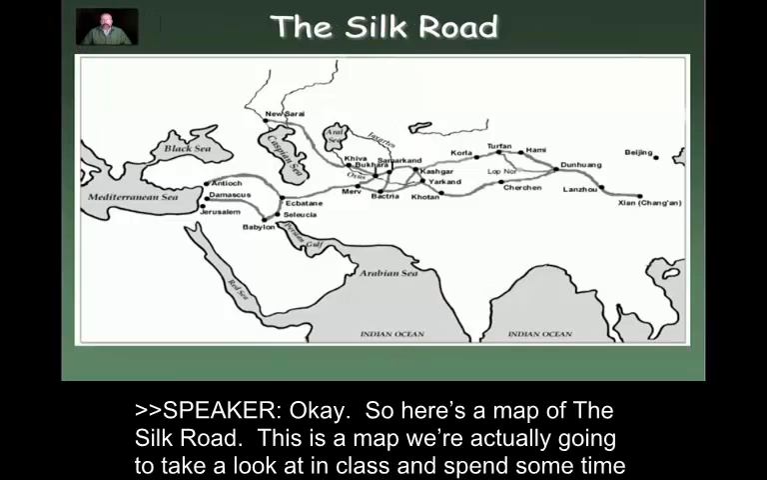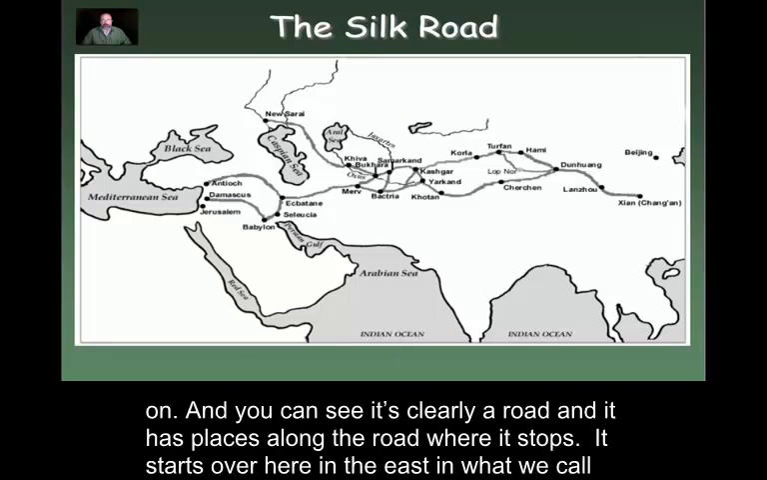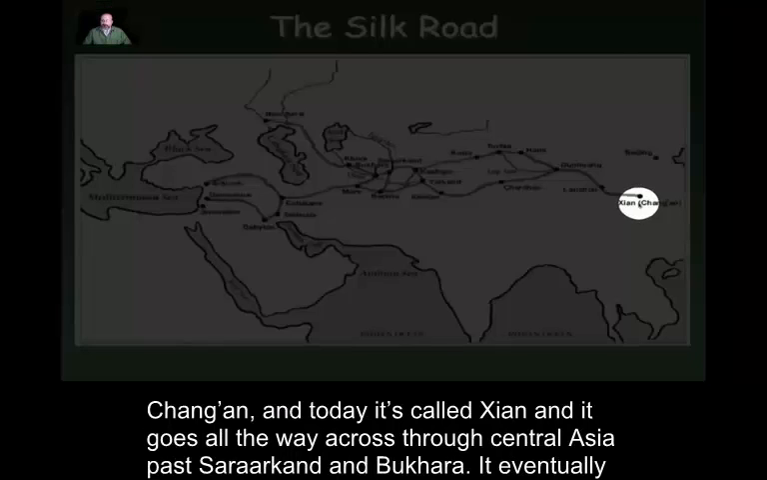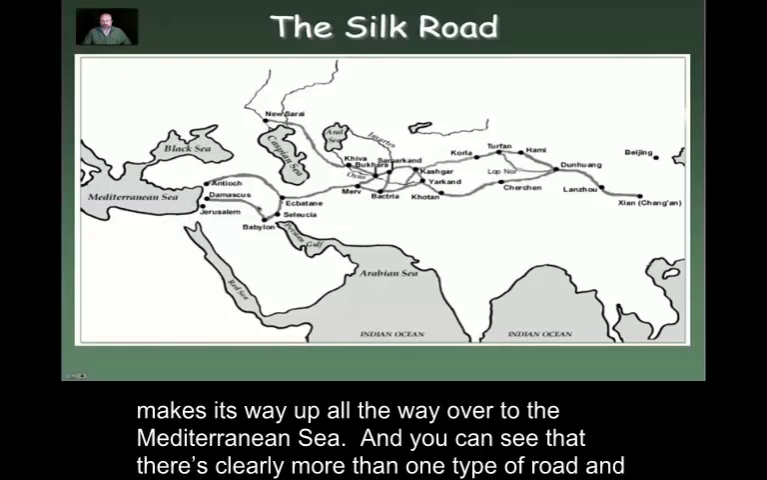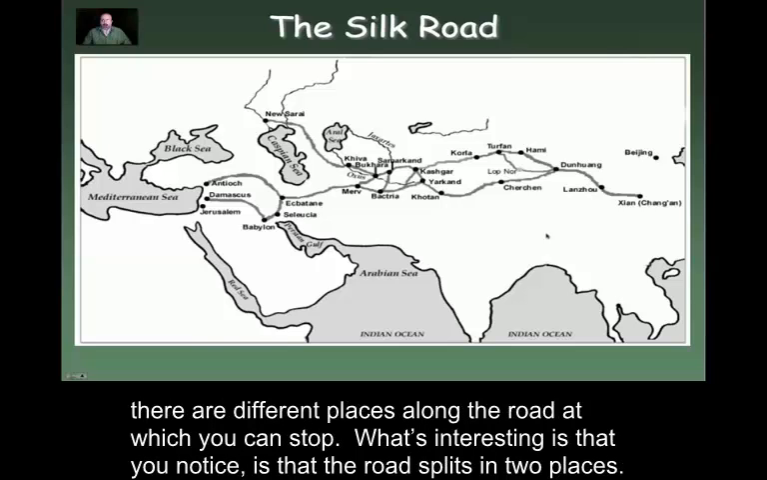Okay, so here's a map of the Silk Road. This is a map we're actually going to take a look at in class and spend some time on. And what you can see is that it's clearly a road, and it has places along the road where it stops. It starts over here in the east in what we call Chang'an, or today it's called Xi'an, and it goes all the way across through Central Asia past Samarkand and Bukhara, and eventually makes its way all the way to the Mediterranean Sea. And you can see that there's clearly more than one type of road, and there are different places along the road in which it could stop.